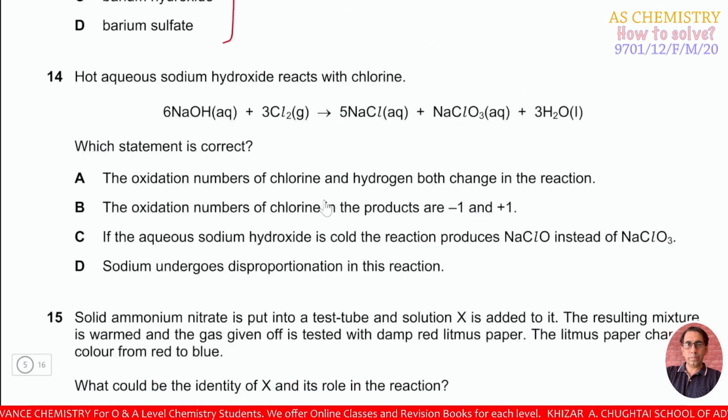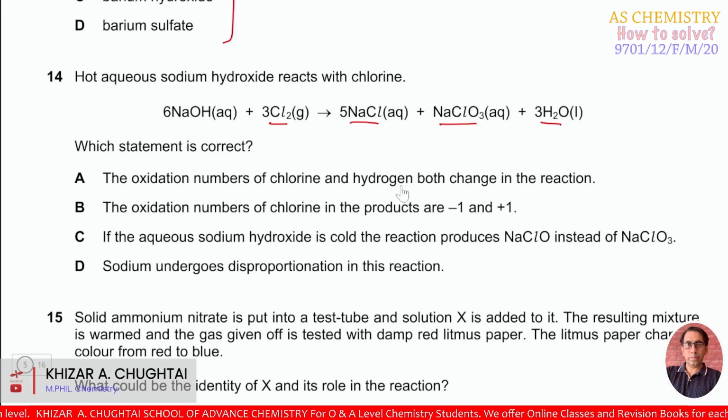Next one, question number 14. Hot aqueous sodium hydroxide reacts with chlorine: 6 mole of NaOH, 3 mole of Cl2, 5 mole of NaCl, 1 mole of NaClO3 and 3 mole of H2O. Which statement is correct?